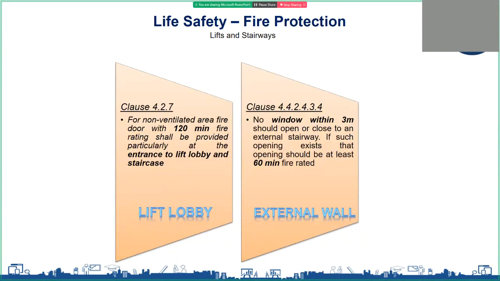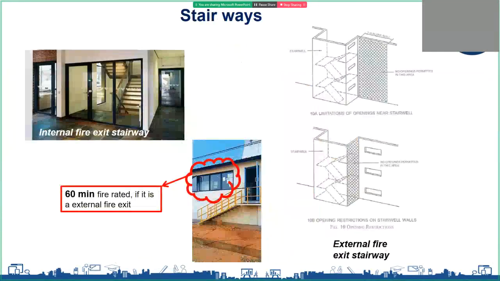Also, if any building uses an external staircase as a means of exit, then if there is any window located within 3 meters of this external staircase, the window has to be 60 minutes fire rated. This is given in the clause for external walls. These are a few examples where fire-rated glass doors and partitions are used to compartmentalize internal staircases. In the top picture you can see the fire-rated glass doors and partitions covering the internal staircase. In the second picture, it is an external window provided next to an external staircase, and this window shall be 60 minutes fire rated.